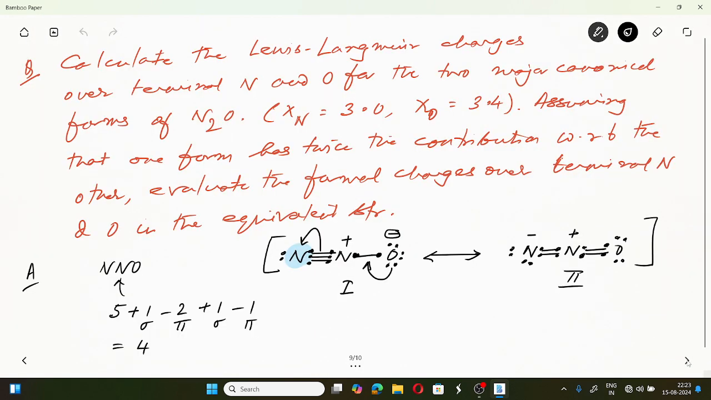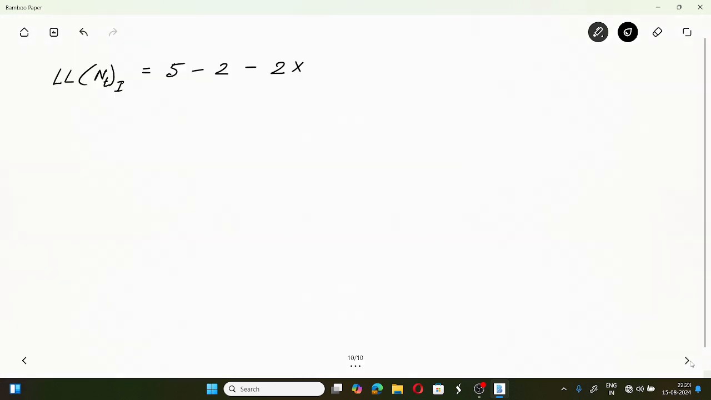Regarding the number of bonds, this terminal nitrogen is forming 3 bonds with this central nitrogen. So we say 2 into 3, into the electronegativity of nitrogen, which is 3.0, divided by 3.0 plus 3.0, because the atom to which the terminal nitrogen is bonded also has electronegativity 3.0, since it is nitrogen. So you can see that this will be equal to 0.